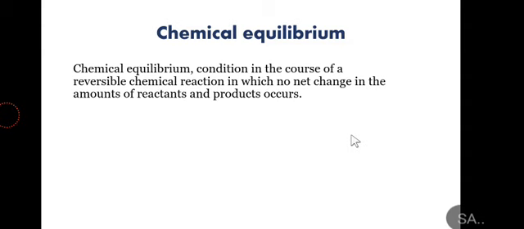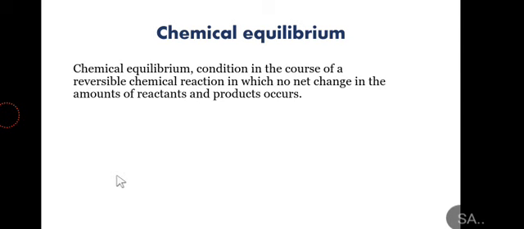So you know that when a chemical reaction happens, the reactants react together under certain conditions, and then they form a product. So chemical equilibrium is a sort of state in which there is no net change in the amounts of the reactants as well as the products, but there is a specific condition. This chemical equilibrium is attained only in the reversible chemical reaction.